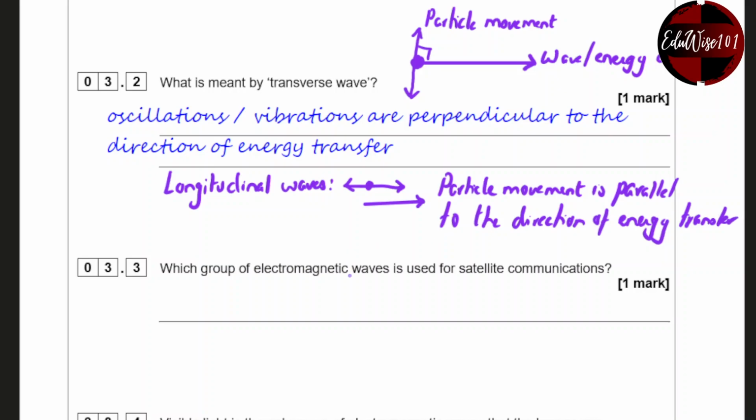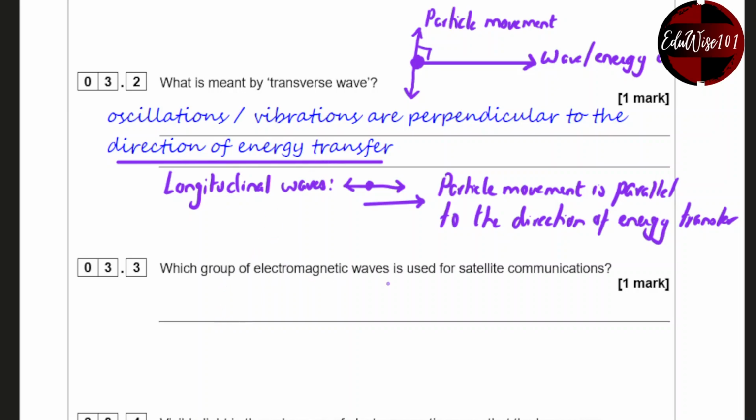Now, the common mistake most students make is that they forget to mention the direction. They fail to compare the vibrations to the direction of the energy transfer. Most answers that we see say that the particles vibrate perpendicular, but they don't compare that to the direction of the energy transfer.